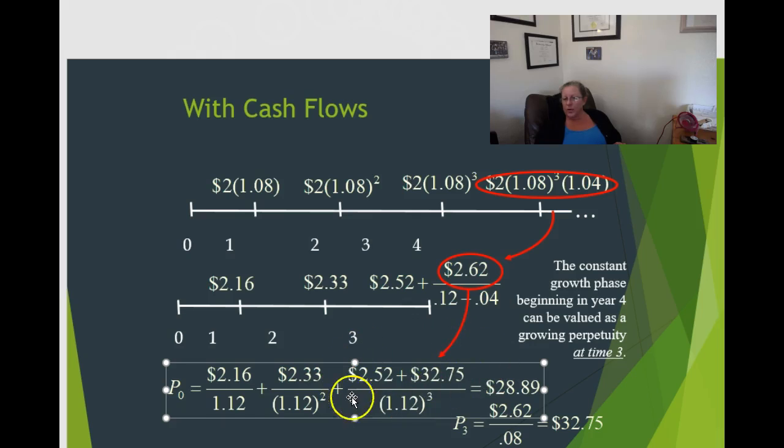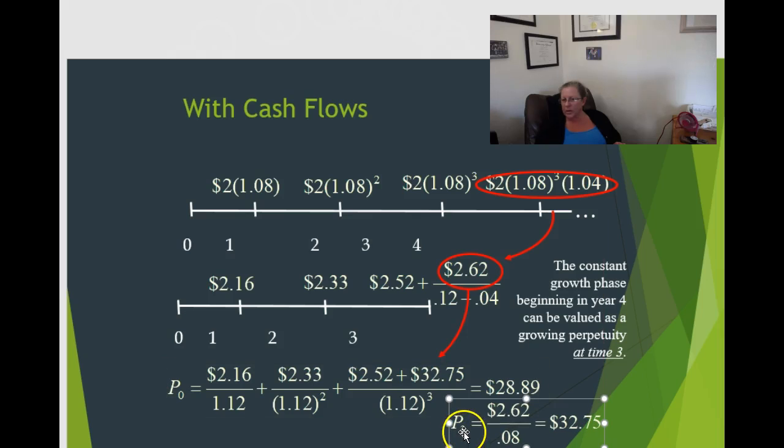For that third year, we're going to take the dividend for the third year, 2.52. Then we're going to take our answer that we get from multiplying out the third year dividend times the constant growth rate, $2.62 divided by 0.12, the market rate, minus the growth rate. It's going to give us $32.75. Okay, they have the calculation actually right down here to show you. $2.62 divided by 0.08 is equal to $32.75.